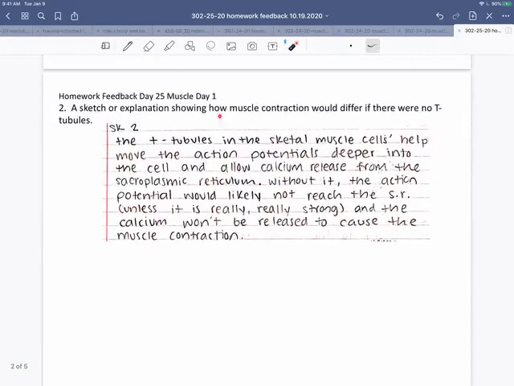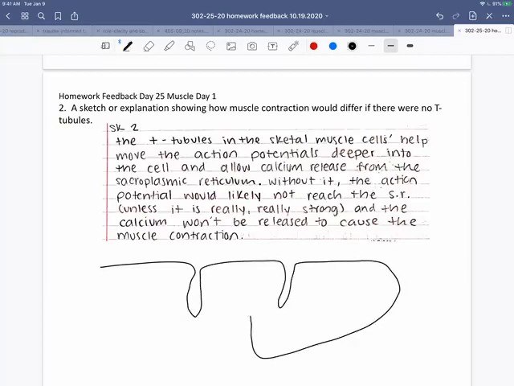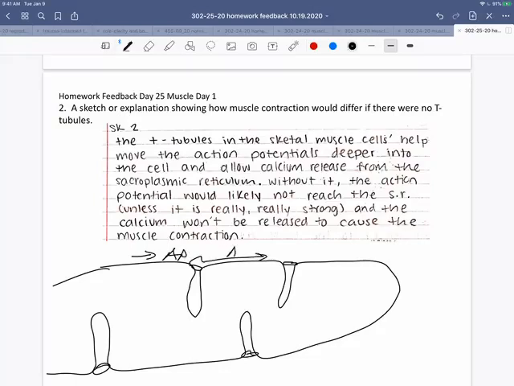The second question asked how muscle contraction would differ if there were no T tubules. So here's a muscle cell, and here are the T tubules. Remember, they're just little indentations. So these are holes down into the cell, like little pits or wells, and they allow the action potential to both go around and further, but they also go down into the cell.